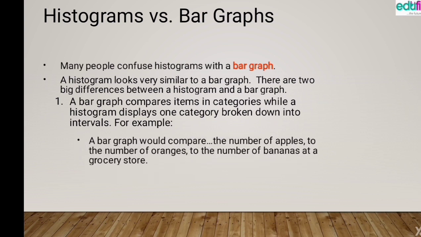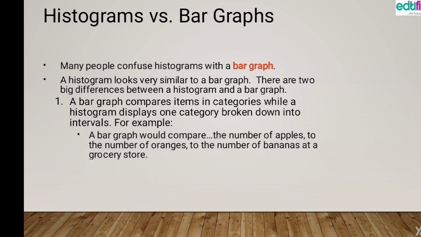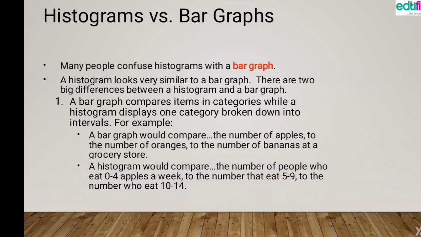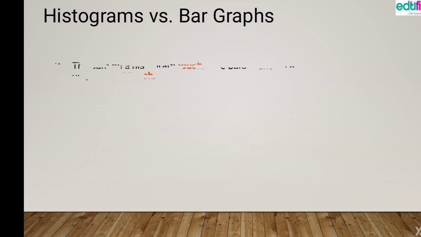For example, a bar graph will compare the number of apples to the number of oranges to the number of bananas at a grocery store, while a histogram will compare the number of people who ate 0 to 4 apples a week to the number that eat 5 to 9 to the number who eat 10 to 14.